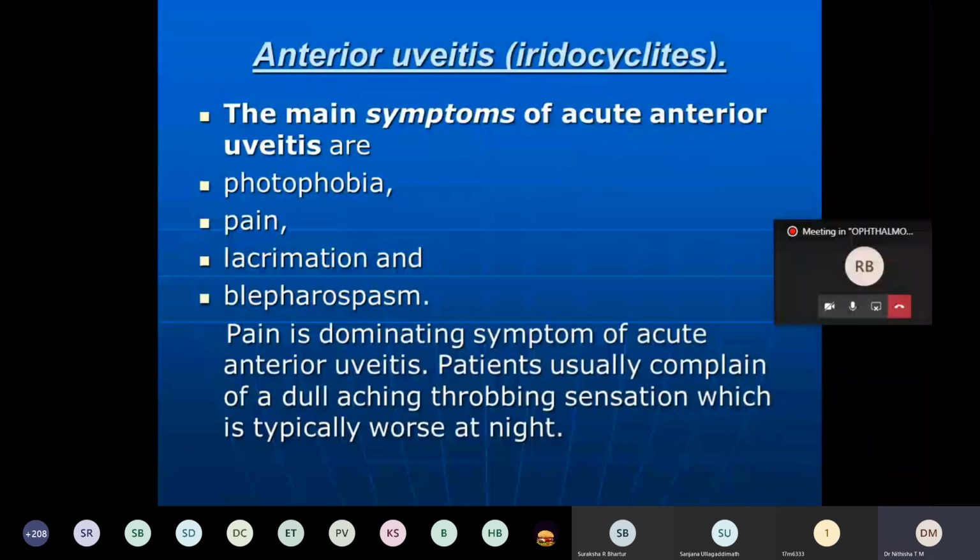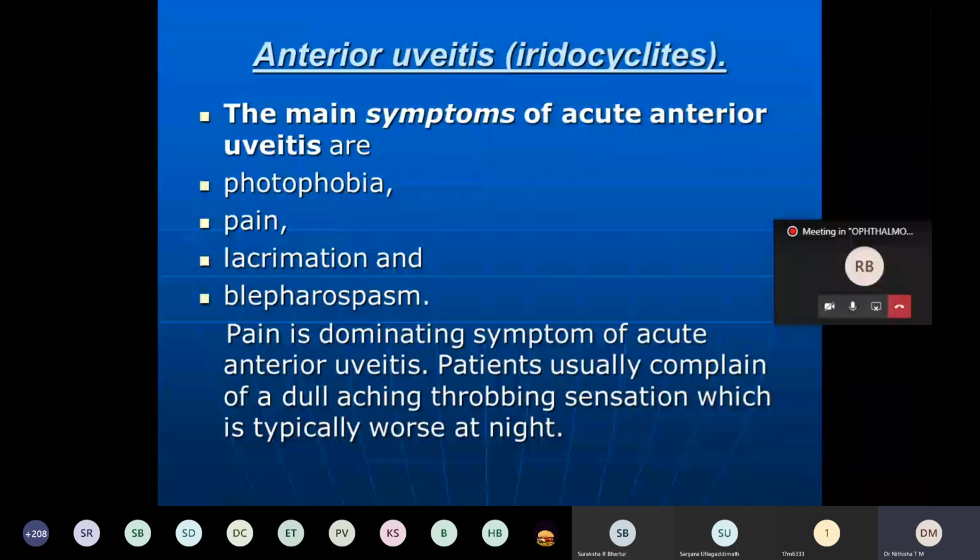So what are the main symptoms of anterior uveitis? The patient will always come with pain, redness, photophobia and lacrimation, along with blepharospasm. We should always differentiate any patient coming with a red eye to see whether the iris or ciliary body is involved. So uveitis signs are very important when any patient comes with a red eye.